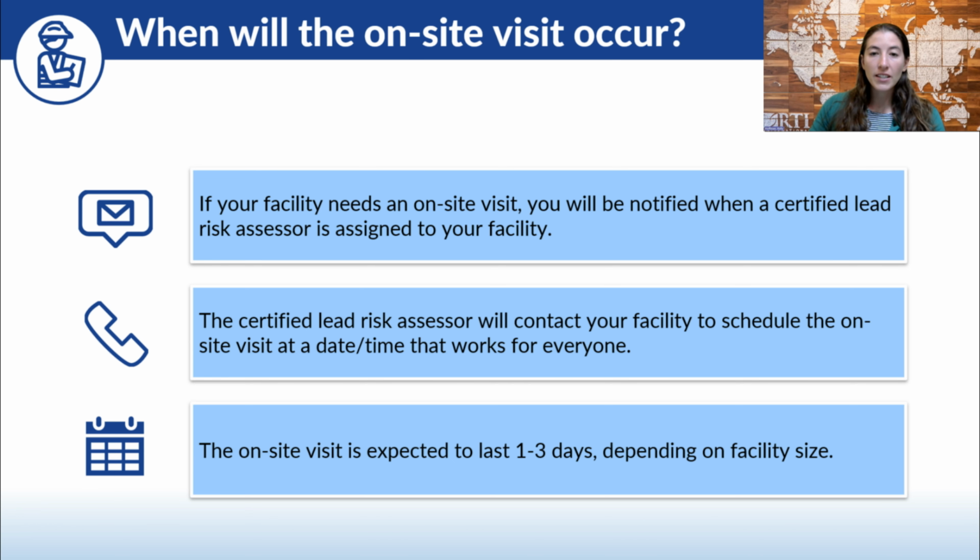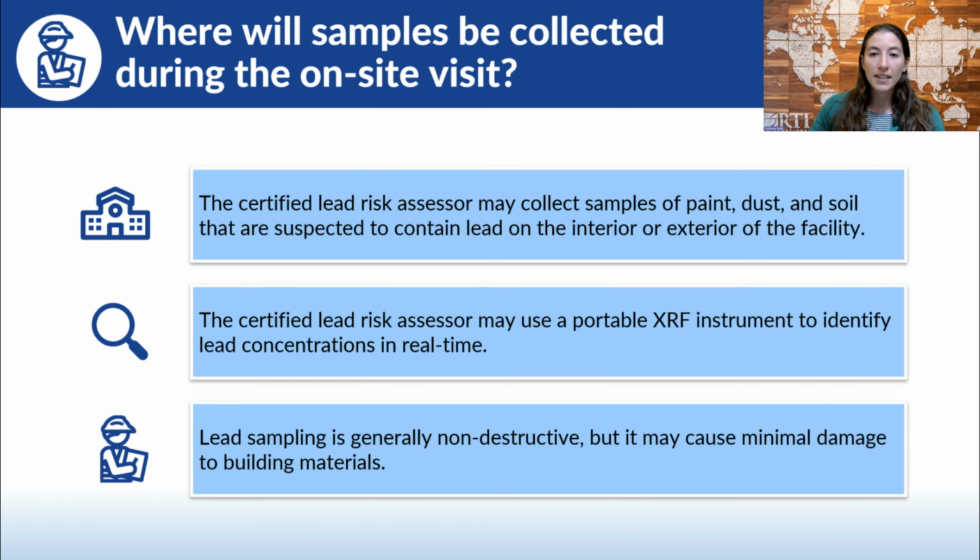During the on-site visit, the certified lead risk assessor may assess the interior and exterior of your buildings for lead-based paint hazards, including paint, dust, and soil. The lead risk assessor will likely use a portable XRF instrument to identify lead concentrations in real time and also collect samples as needed. In general, lead sampling is non-destructive, but may cause minor damage to sampled materials.